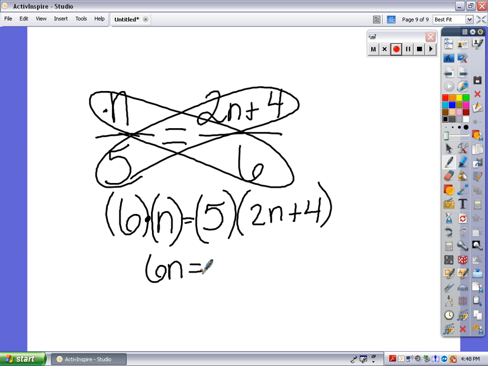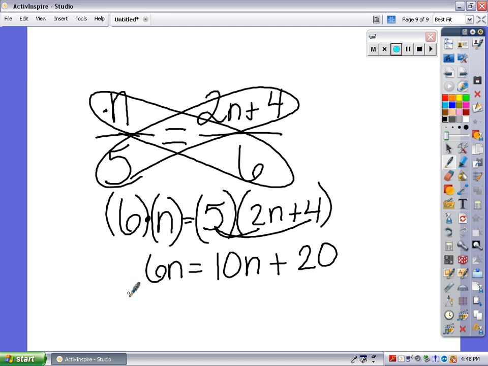Guess what we have to do over here? We have to use the distributive property. So we get 5 times 2n, 10n, plus 5 times 4 is 20. Look at what we have, you guys. That's right, we have variables on both sides. Yes, so we got to solve this.